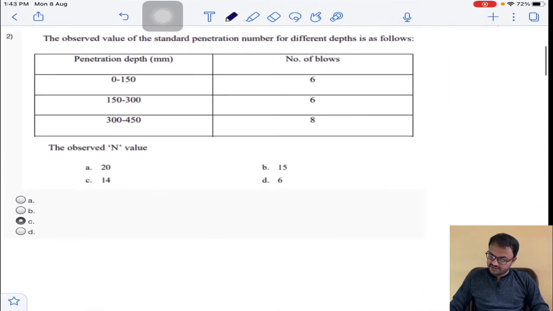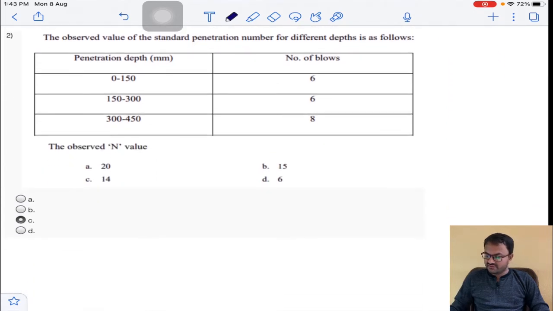Now coming to question number 2, the observed values of standard penetration number for different depths are as follows. The number of blows required to penetrate the first 150 mm is 6, for the next 150 mm is 6, for the next 150 mm is 8. Okay, so what is the standard penetration number? I am writing the definition here.